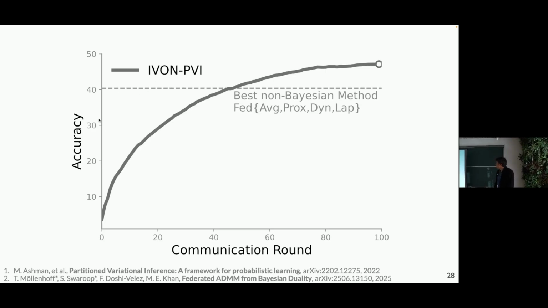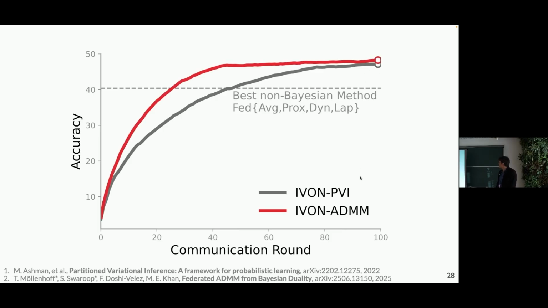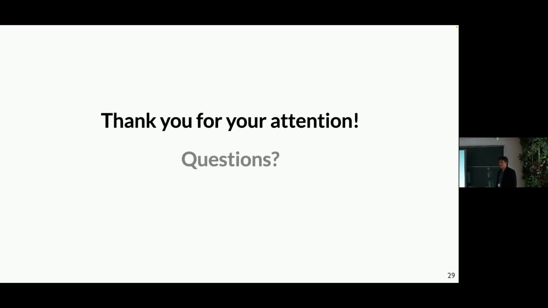Then we implement a partitioned variational inference method from 2022 using IVON. And we already get much better results. And then our new Bayesian ADMM implemented with IVON gives even faster convergence and better results than this partitioned variational inference. So it not only works in toy settings, so this is a ResNet on CIFAR-100, and it gives good results there. So that's it. Thank you very much.